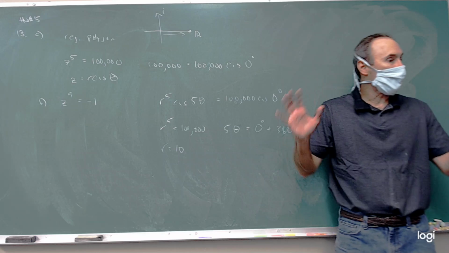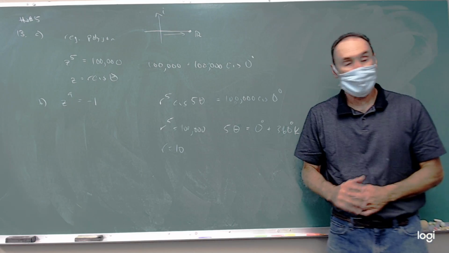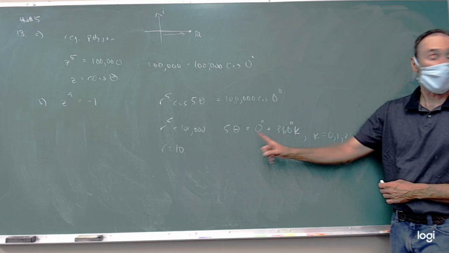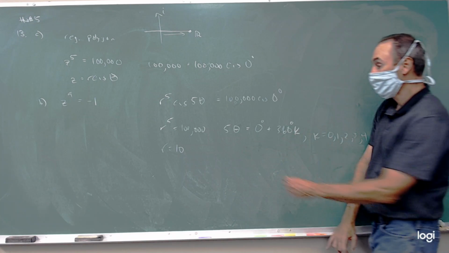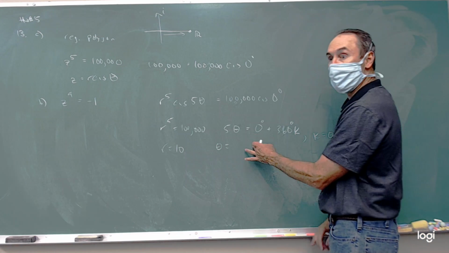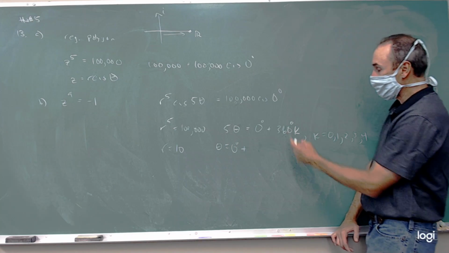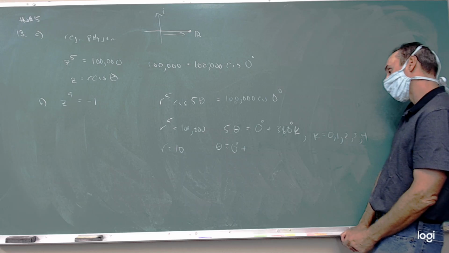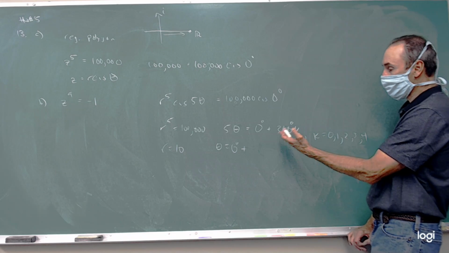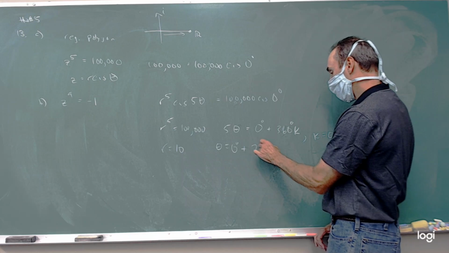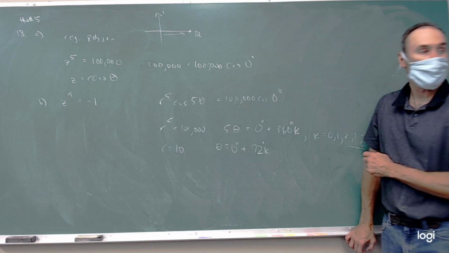So here's where we get to the visualization part of it. Now we divide through by the 5 to solve for theta. So theta is going to be, well, 0 divided by 5 is still 0, and then 360 divided by 5. Well, divided by 10 would be 36, so divided by 5 would be 72k. And k is still going to be 0, 1, 2, 3, 4.